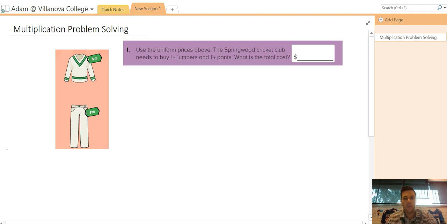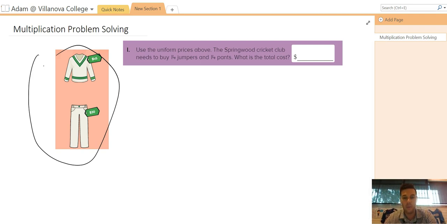Now let's read the question. Use the uniform prices above. So these are our uniform prices. The Springwood Cricket Club needs to buy 14 jumpers and 14 pants. What is the total cost? So we've got two things here that we need to look at. The first one is that they want to buy 14 jumpers.